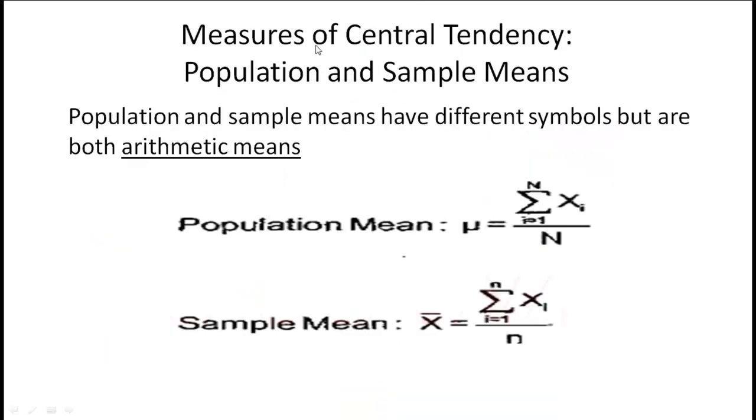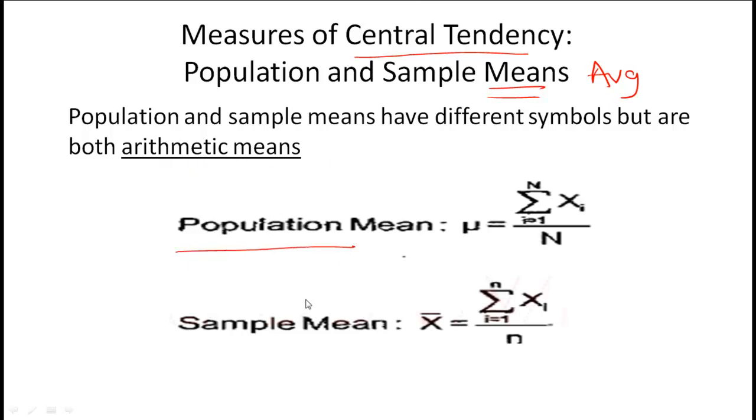Now let's look at measures of central tendency, population and sample means. So the most common measure of central tendency is a mean or average, and population and sample means have different symbols but are both basically arithmetic means.